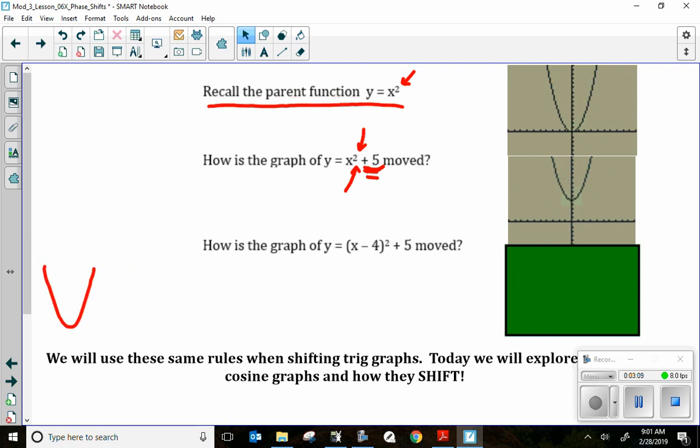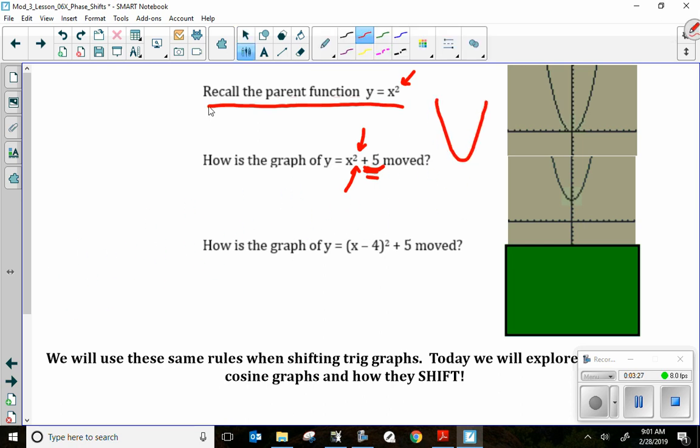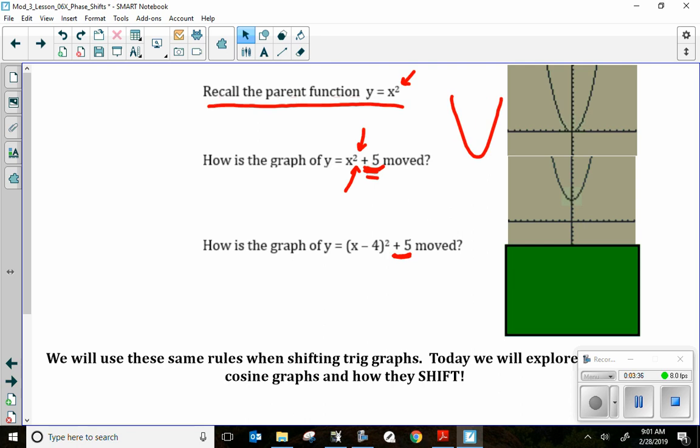Let's get rid of that. Now, let's take a look at our next question. How is the graph of y equals (x minus 4) squared plus 5 moved? Okay, if I look at my plus 5, that was a premature toss. I shouldn't have tossed that parabola just so carelessly and violently across the screen. But I'm still going to take my x squared and move it up 5. So my x squared is still going to move up 5, right?